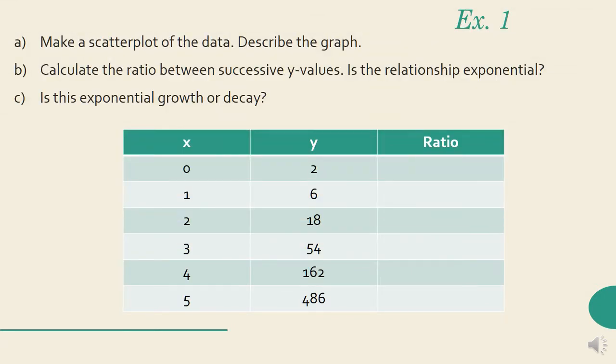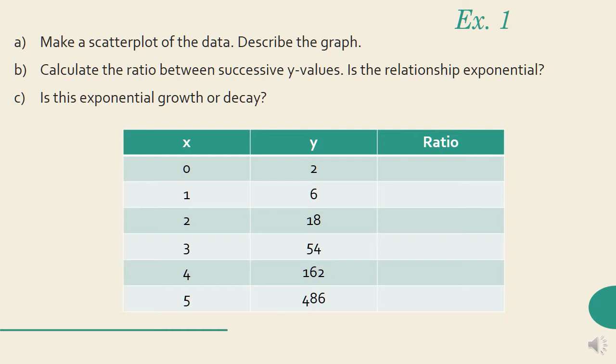Our first example: make a scatter plot of the data. Make a scatter plot just means make a graph. I'm going to show you in the next slide what the graph should look like. You're welcome to try this on your own with pencil and paper. And then we're going to describe the graph, so we'll save that for later. What I really care about is you copying down this table. If you need time to copy down this table, pause it, then start it back up again once you have it copied. So we're going to calculate the ratios.